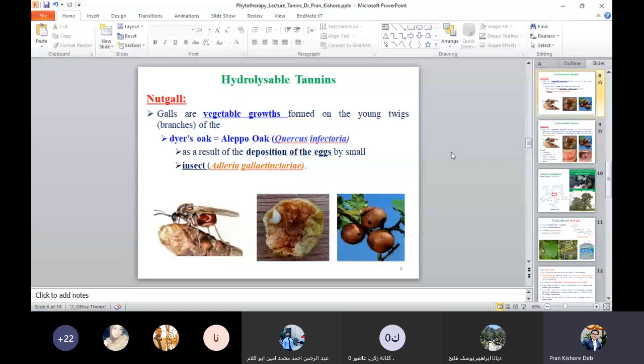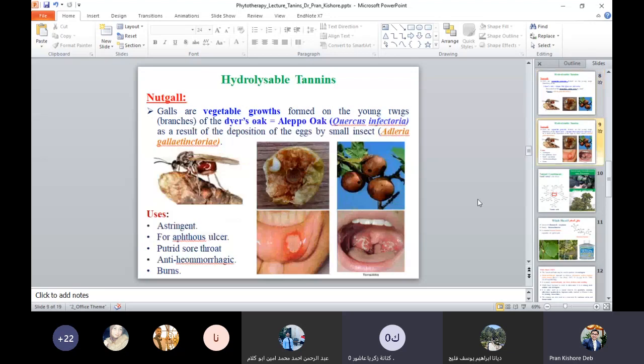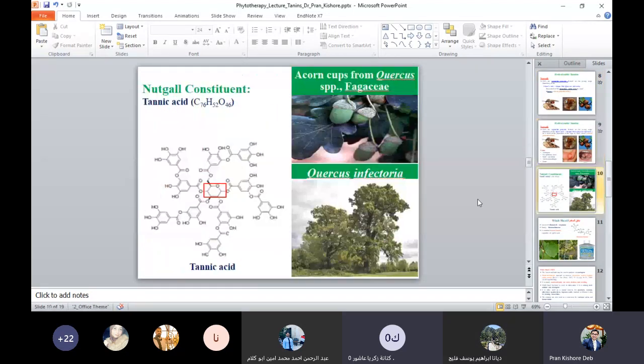Okay. What is the name of the tannin that is present inside the nut gall? Tannic acid. Tannic acid is an example of hydrolyzable or condensed tannin. Hydrolyzable. It is hydrolyzable tannin, right?